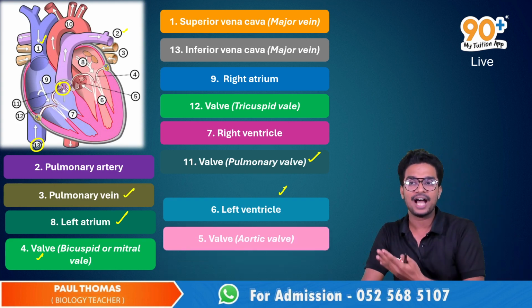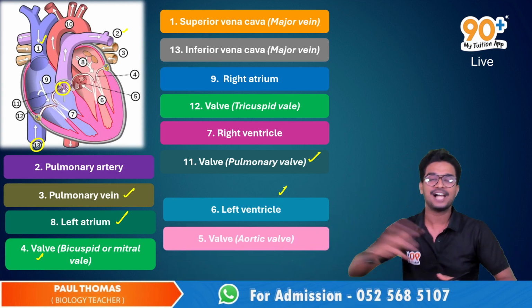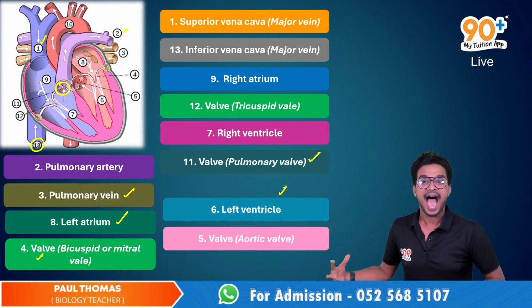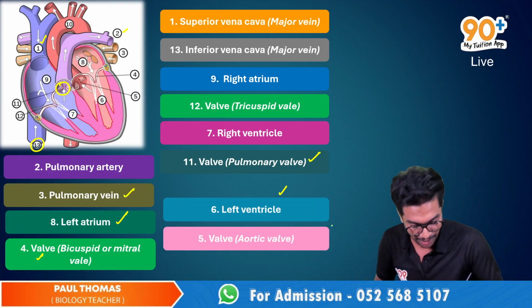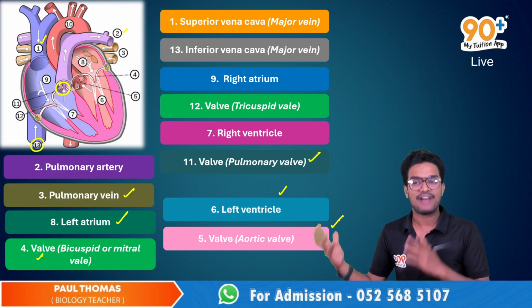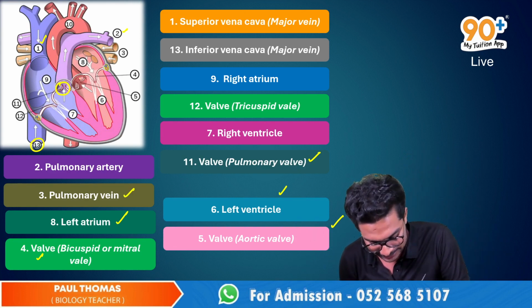When the oxygenated blood reaches the left ventricle, it is passed into the aorta, a major artery, by the opening of another valve, and the name of the valve is the aortic valve. Here is an aortic valve.